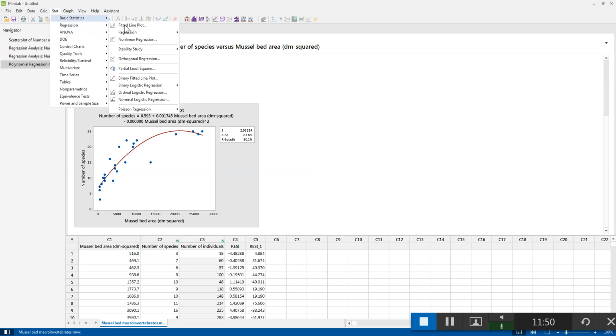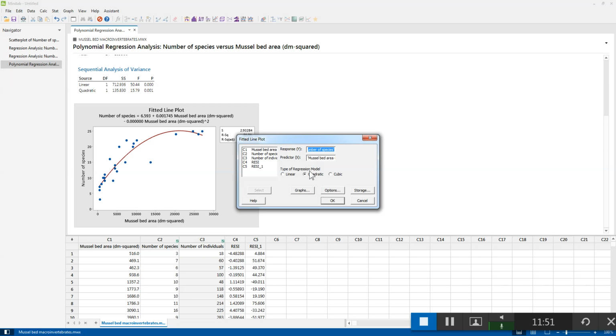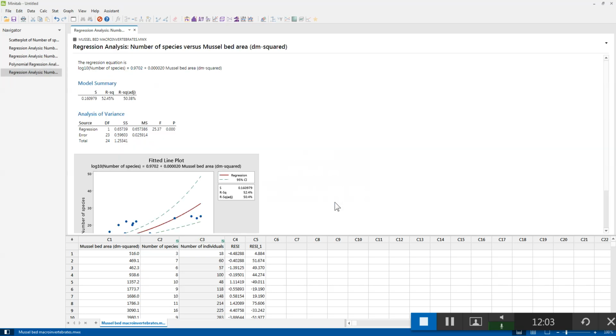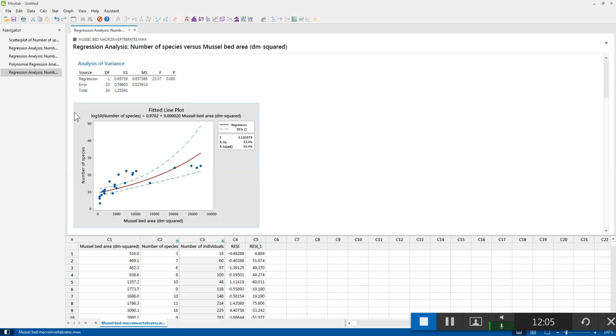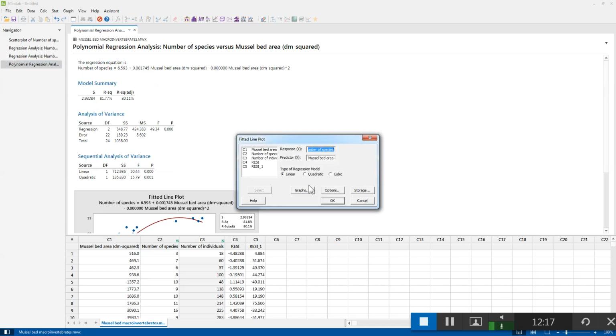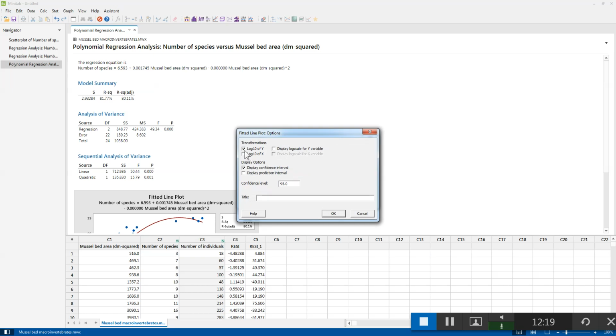If I go back to the fitted line plot, I'll go back to a linear regression, a straight line, but I'm going to take the log 10 of y. Let's put the confidence intervals on as well because they're pretty. There we go. Oh, that's not quite right, is it? No, I've done the wrong log 10. You can see I've bent the line, I've taken the wrong log. So let's delete that, go back to where we were. Options. I need to take the log 10 of x.